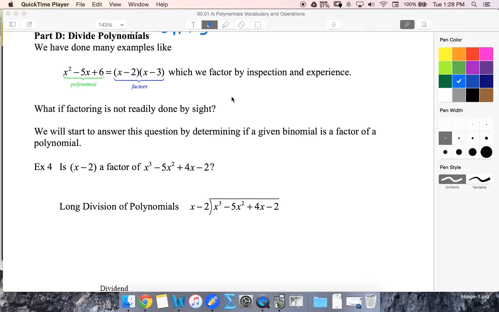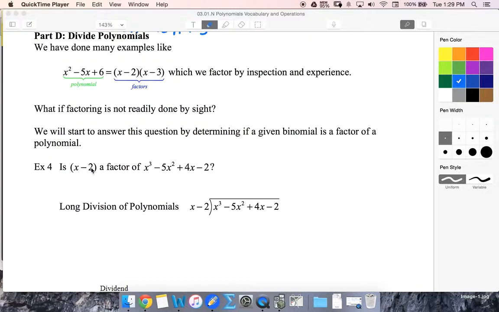Now we're going to talk about polynomial division, and this is where the math starts to get really fun. So we've been breaking polynomials up by factoring them, and we've been doing that using a bunch of different methods, one of which is just to look at it and sort of have this idea that if we see a positive 6, that means we have to multiply negative 2 times negative 3, or 1 times 6, or negative 1 times negative 6. And so we sort of just look at it, but what if we can't just look at it and we want to figure things out?